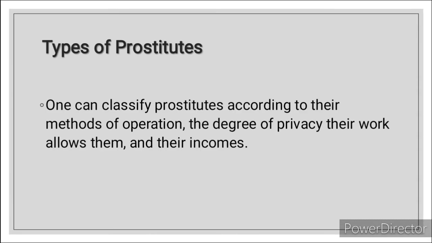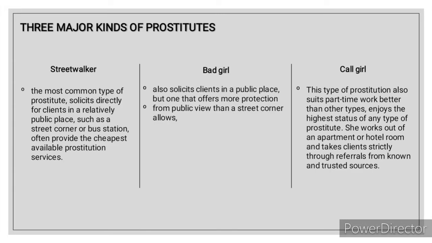Types of prostitutes. One can classify prostitutes according to their methods of operation, the degree of privacy their work allows them, and their incomes. Three major kinds of prostitutes. The streetwalker, the most common type of prostitute, solicits directly for clients in a relatively public place, such as a street corner or bus station, and often provides the cheapest available prostitution services.